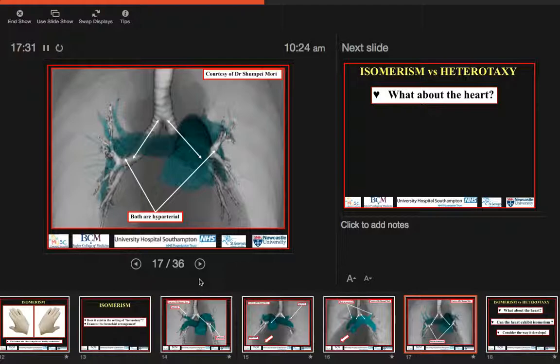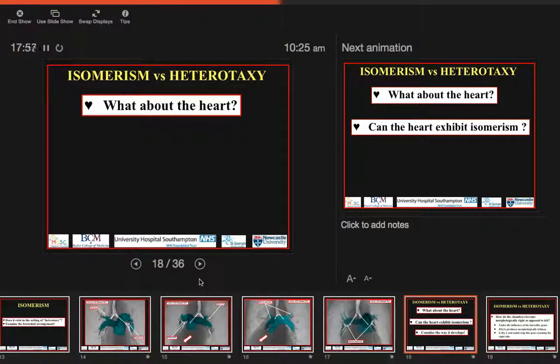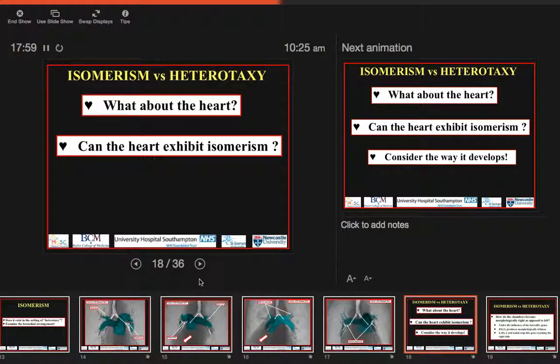So the evidence now is before your eyes. Computed tomography shows you with clarity what is going on. And so, for sure, we can divide the bronchial arrangement into the usual arrangement, the mirror-imaged arrangement, right isomerism, and left isomerism. Everybody comfortable with that? So, what about the heart? Can the heart exhibit isomerism?